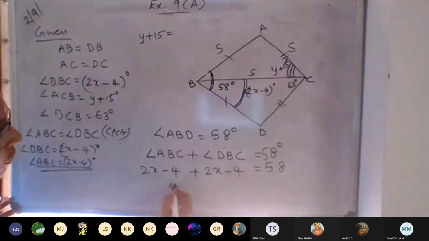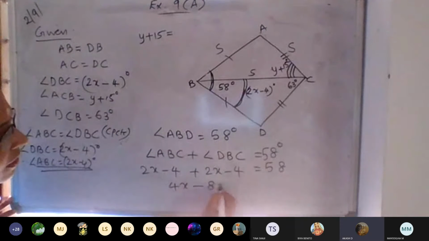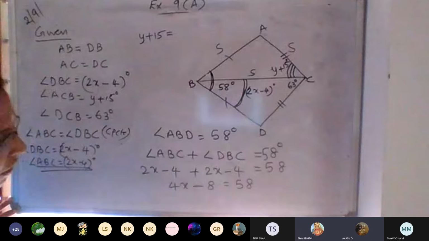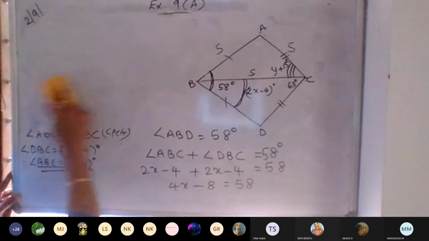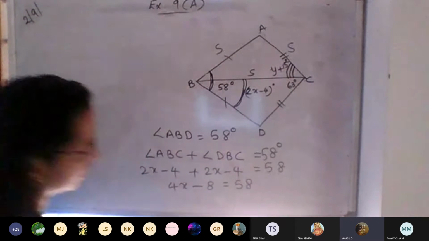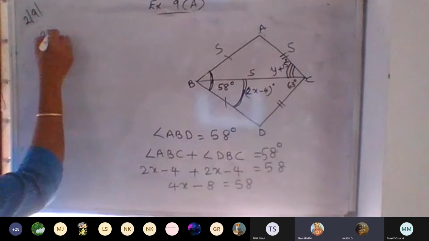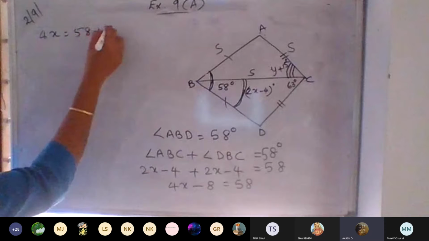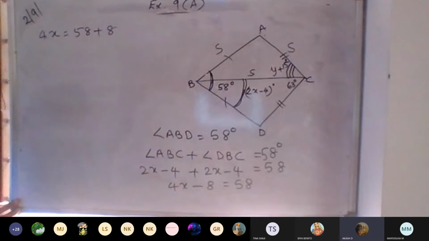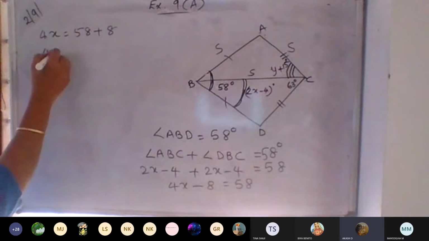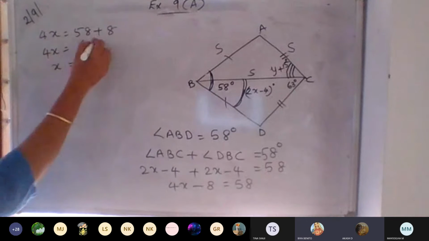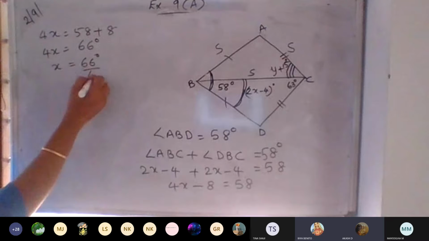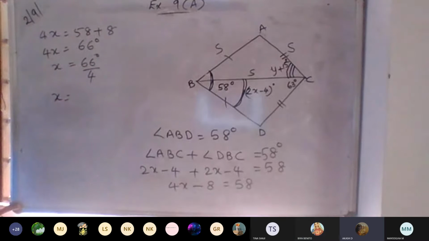2x plus 2x is 4x, minus 8, is equal to 58. So 4x is equal to 58 plus 8, which is 66. 4x is equal to 66, so x is equal to 66 by 4.